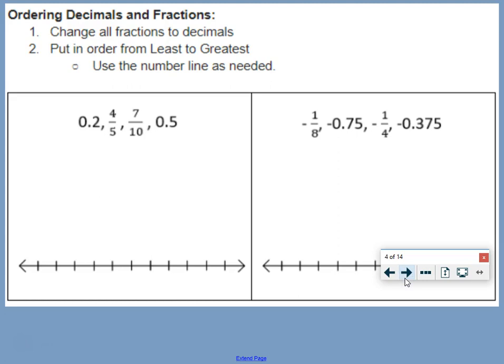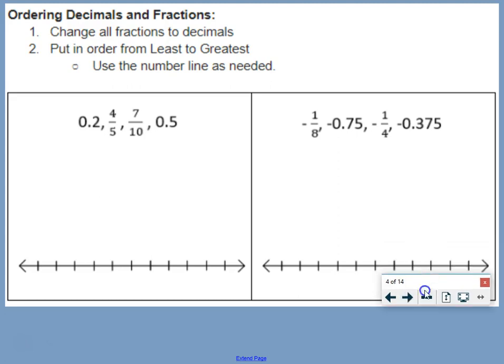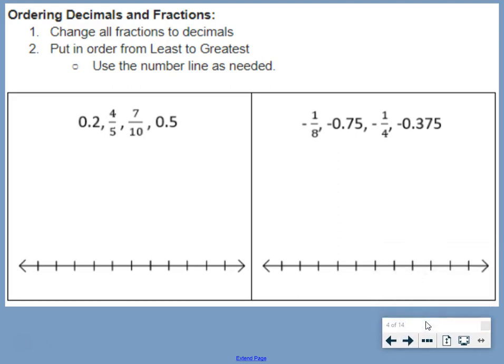All right, and then the last piece, we want to be able to order decimals and fractions from least to greatest. So the reason we talk about changing fractions to decimals is that's the first step in ordering. When you have multiple forms, the easiest way is to change all fractions to decimals. So we want to change anything that's not a decimal into a decimal, and then put an order from least to greatest. You can use the number line if you feel like it'll help you.